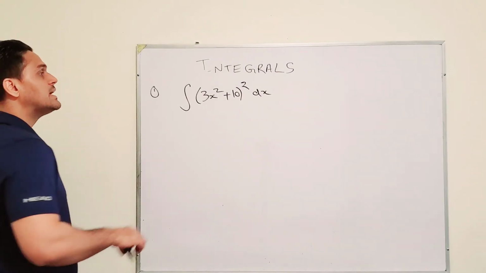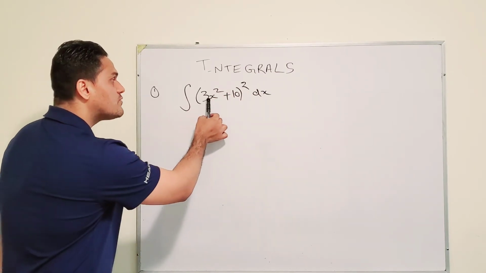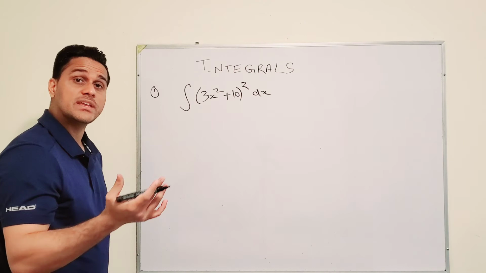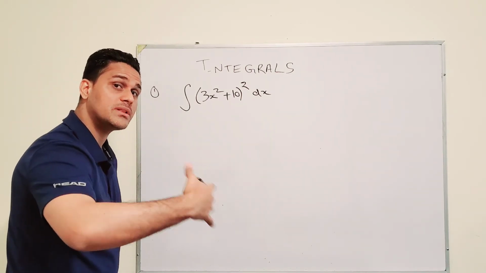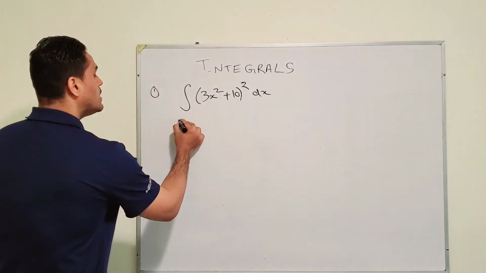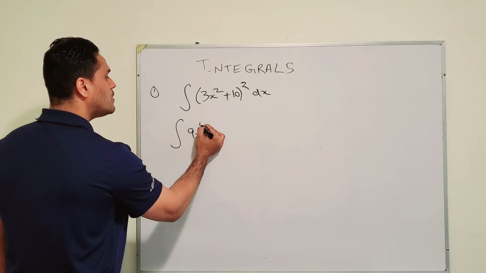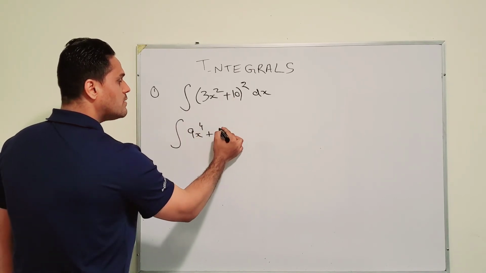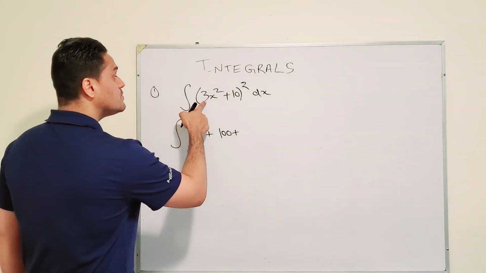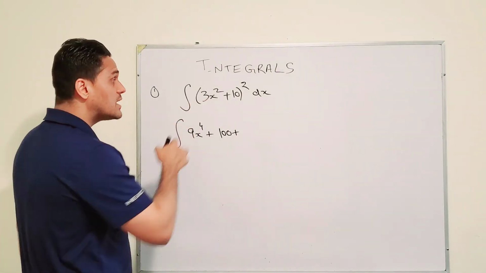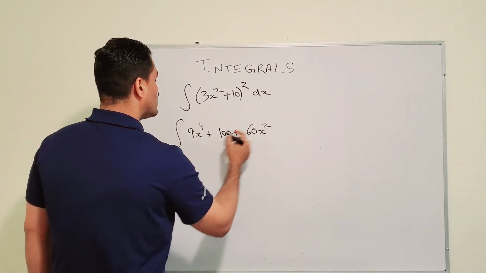Now, guys, this is in the form of a plus b whole square. So we're going to expand that. What's a plus b whole square? A square plus b square plus 2ab. So a square, when you square this term, you're going to get 9x to the power 4, plus b square, that's 100, plus 2ab. So 2 times 3 is going to be 6x squared times 10, which is going to be 60x squared.